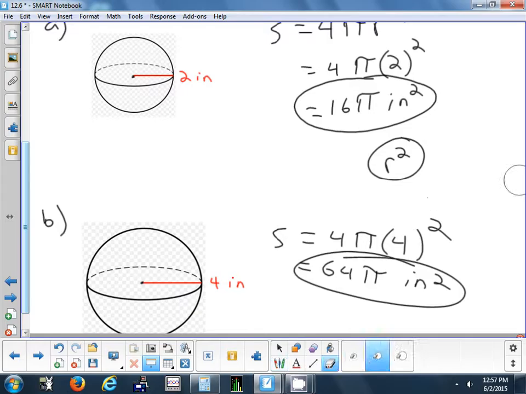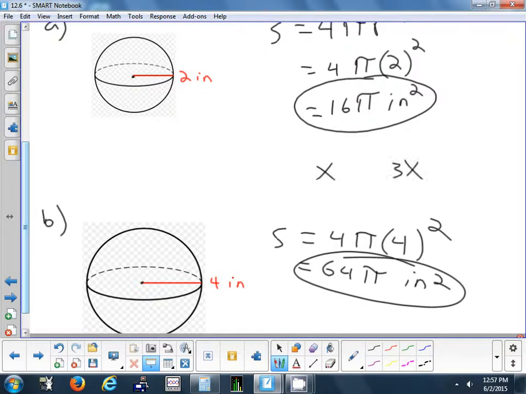And the reason it quadruples is because of this part of the formula. It's r squared. So think about what happens if you took a number like 3 and squared it versus a number like 6 and squared it. Well, if you square 3, you get 9. If you square 6, you get 36. 36 is 4 times bigger than 9. So it's always 4 times as big.